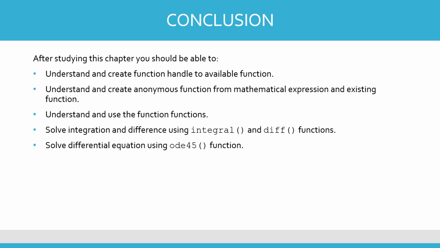Okay, congratulations, we have finished chapter 13. This is the second last chapter. So next class we will learn the last chapter. For today's class, you already understand how to create a function handle to an available function. You also learn how to create an anonymous function from a mathematical expression. Basically you convert a mathematical expression to an anonymous function, and understand and use the function. So basically you understand how to create a function inside a function.